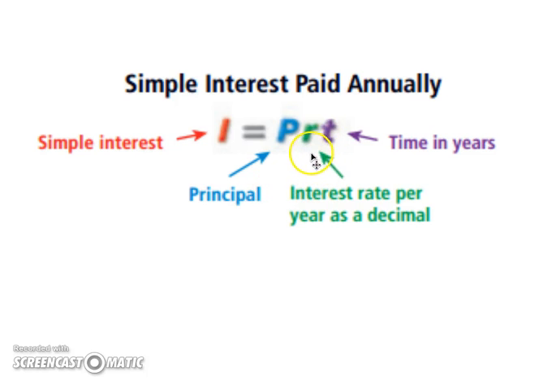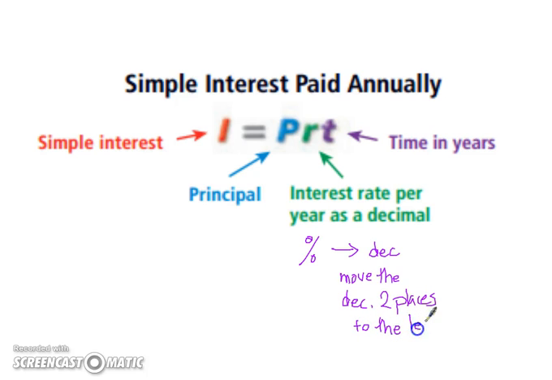Okay? And your interest rate, R for rate, per year as a decimal. You will often see this as a percent. So when you see this as a percent, you need to change it into a decimal. So move the decimal 2 places to the left. We've talked about this a few times, but just so that way you don't forget. So interest rate per year as a decimal. They give it to you as a percent almost every time. You need to make it a decimal.